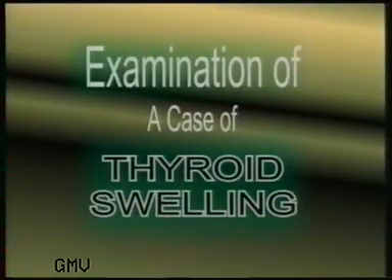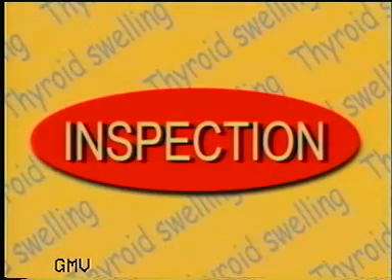Examination of thyroid swelling. The thyroid gland is located in front of the neck with its two lobes on either sides of the trachea connected by an isthmus. We begin our examination of the thyroid swellings by inspection.